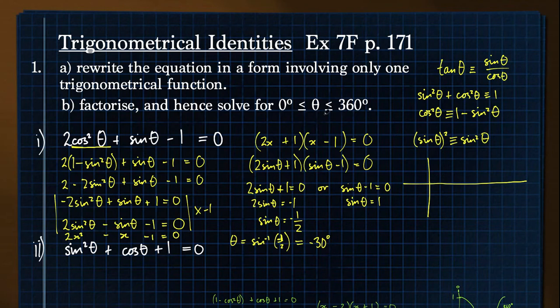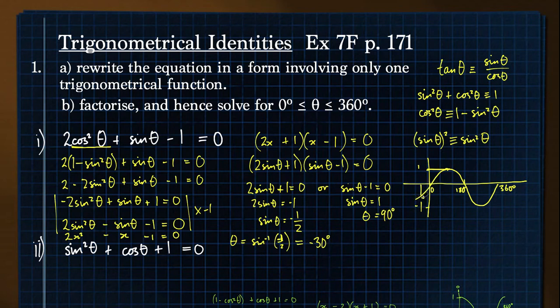The range we're looking at is 0 to 360, so sine theta from 0 to 360 is a full up and down of the curve, going from -1 up to 1, crossing at 0, 180, 360. If I'm looking at sine theta equals 1, there's only one point on the graph where that's true, and that's at 90 degrees. So from this solution I get theta equals 90 degrees. This solution's a bit more complicated. -1/2 gives me -30 degrees.